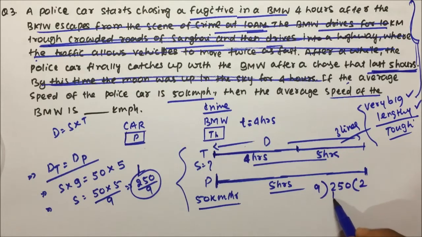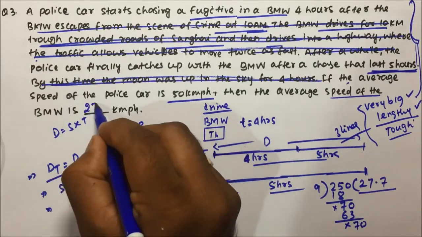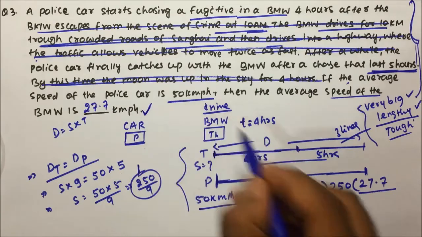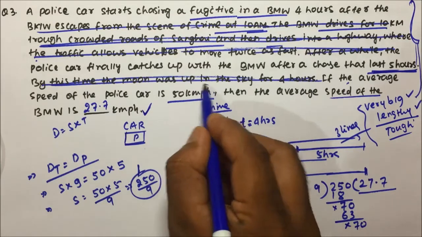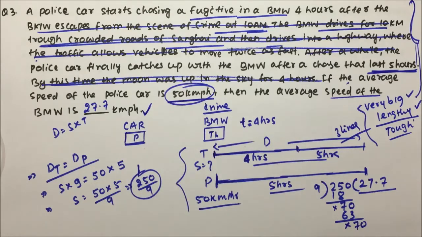So 9 into 2 is 18, 25 minus 18 is 7, and then bring down the 0. 9 into 7 is 63, 70 minus 63 is 7, and this goes on, and you can say 27.7 km per hour was the speed of the thief, and the police car speed was 50 km per hour, and that is the only reason the thief got caught.